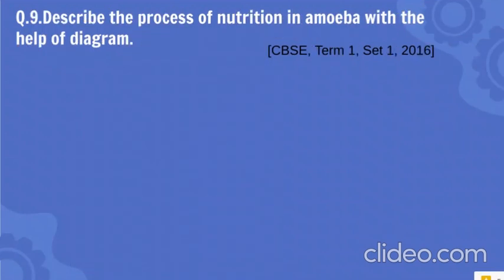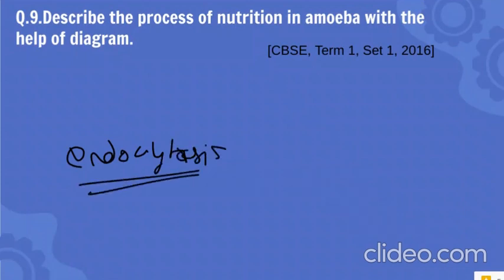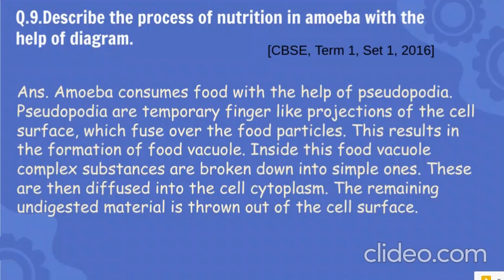Second last question. Describe the process of nutrition in amoeba with the help of a diagram. Amoeba does the nutrition. How nutrition? Heterotrophic nutrition. How does it take? By engulfing food. Correct? Endocytosis, if you remember in ninth you studied endocytosis. Correct? So look over here. Amoeba, you even have to draw the diagram. Okay, so this is your 3 mark question. 2 marks for the answer, 1 mark for your diagram.